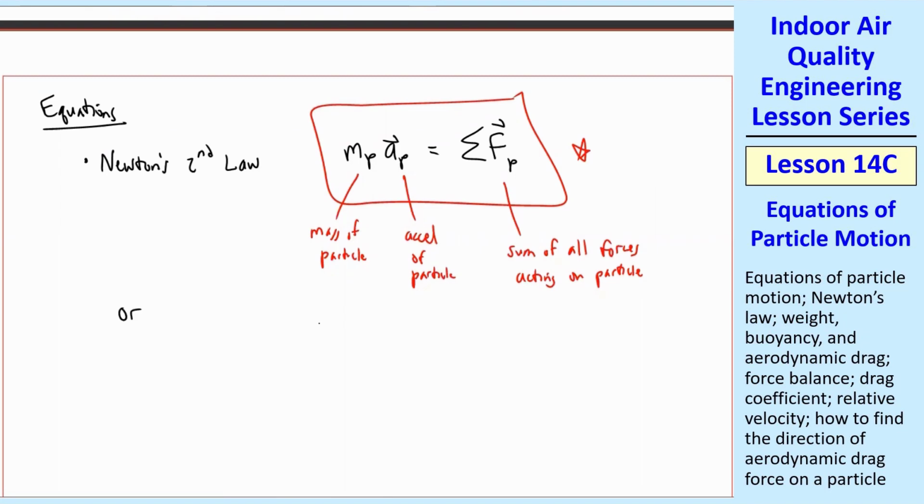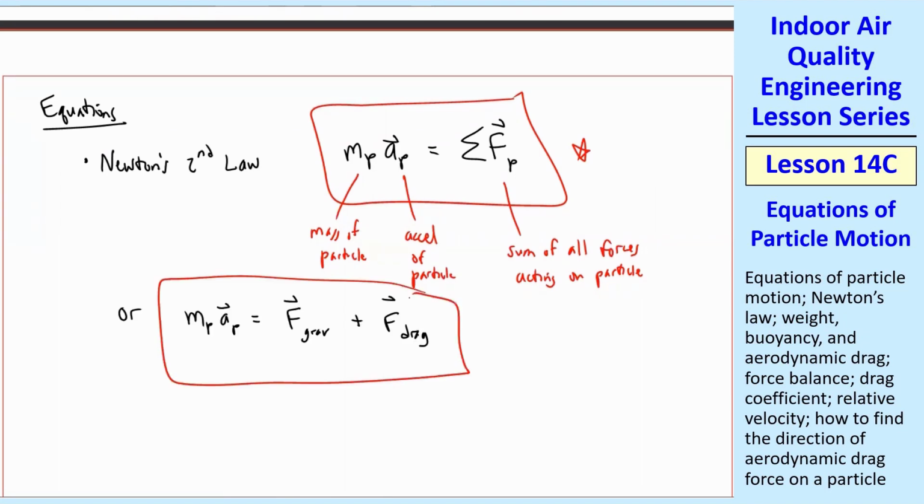Or if we split up the forces into gravity and drag forces, we get mp ap equals F gravity plus F drag.